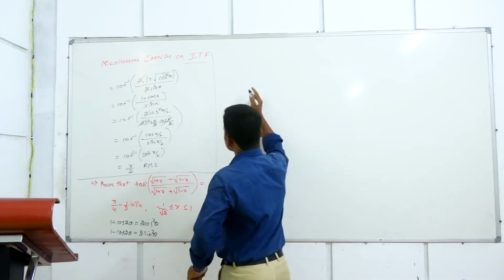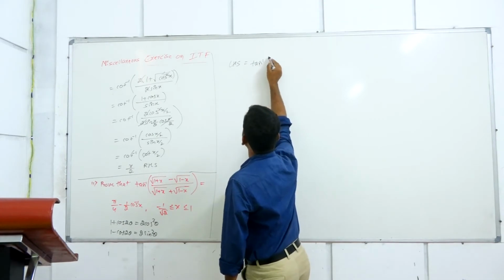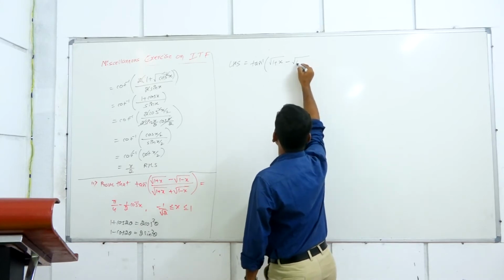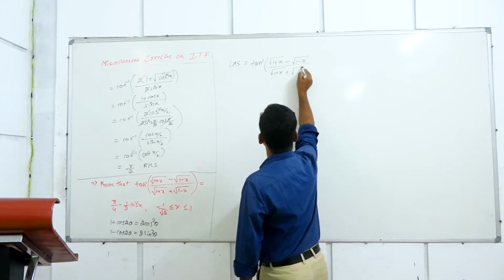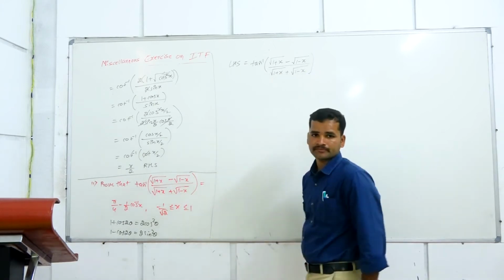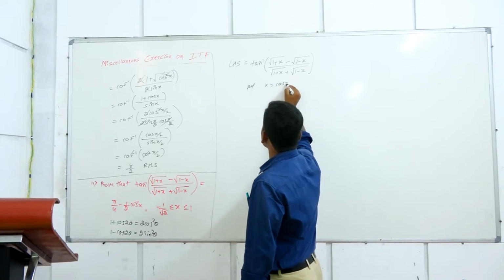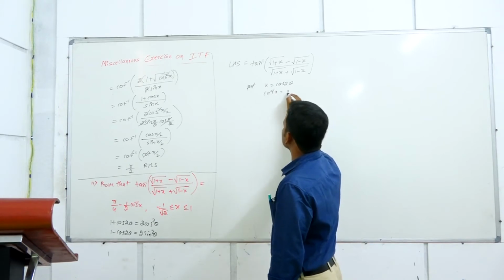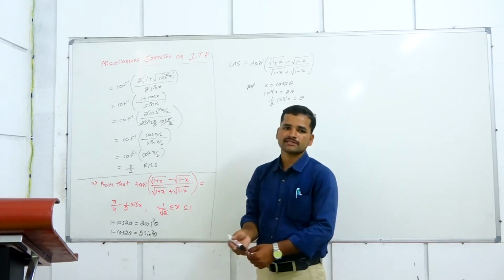Okay. Take the LHS. LHS is equal to tan inverse of square root of 1 plus x minus square root of 1 minus x divided by square root of 1 plus x plus square root of 1 minus x. Here you substitute x is equal to cos 2 theta. This is nothing but cos inverse of x is equal to 2 theta. Take this 2 to the left hand side. I have 1 by 2 into cos inverse of x is equal to theta. That one we will substitute finally.